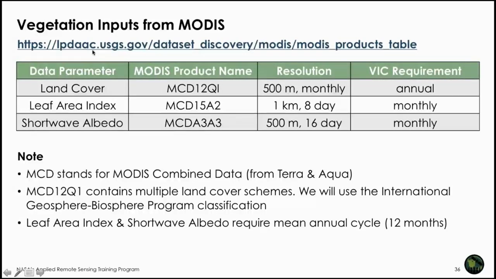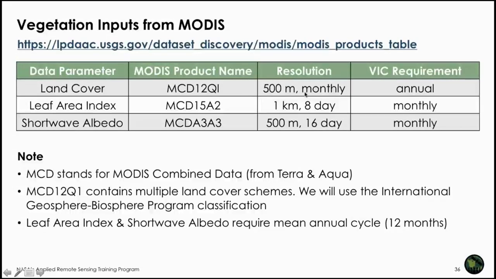If you go to the land processing DAAC website here, you will see that it has a product table. And so each product description and how it is named is provided in the table. We're going to get land cover from something called MCD12Q1. MCD stands for MODIS combined from Terra and Aqua. So both satellite instruments are used. This is just the name of the number of the product.